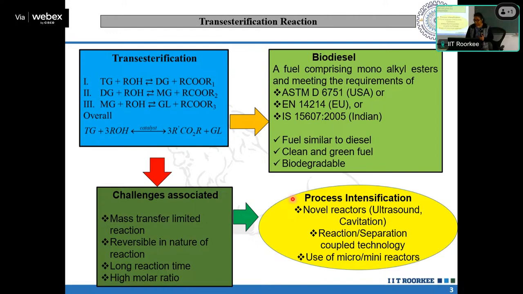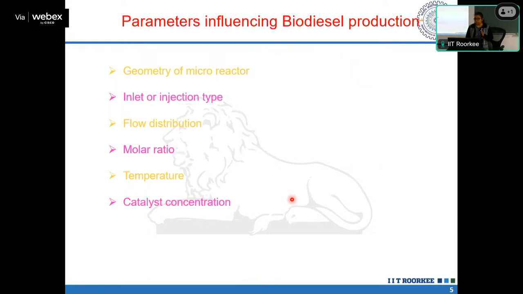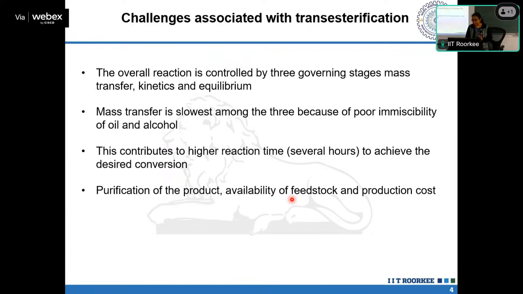Okay, so that is why we focused more on this one. So this is already being discussed. Okay, so what are the typical parameters in such cases of production you can think of? So what are my challenges? My challenges are, first, to take care of the mass transfer, then the high reaction time, which is the result of the slowest mass transfer step, and of course the purification.